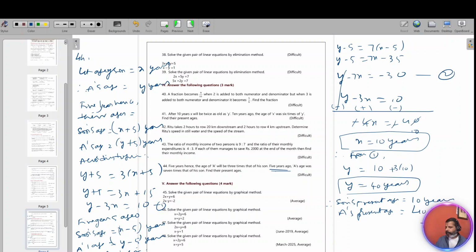This completes our part 4 model 3 marks questions. All 5 are important in this, as I told in the beginning.